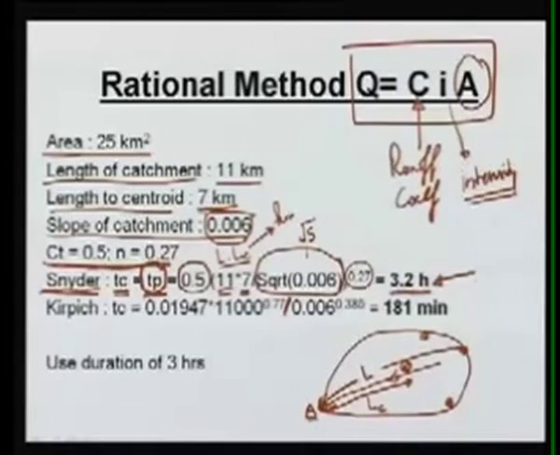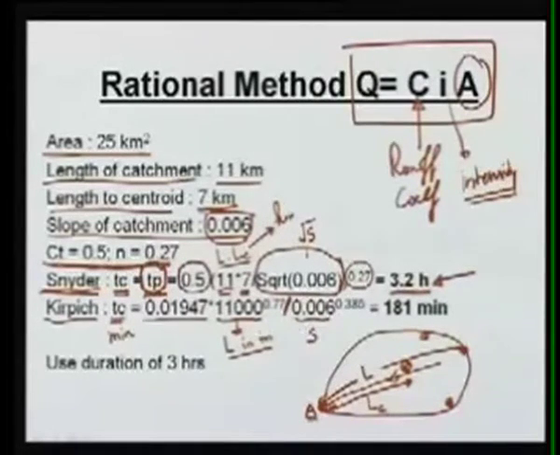There is another commonly used equation known as the Kirpich equation, which says that Tc in minutes will be equal to 0.01947 into, this is L in meters, and this is the slope which is dimensionless. So the Kirpich equation says that Tc in minutes will be 0.01947 times the length of the catchment in meters to the power 0.77 divided by the slope to the power 0.385.